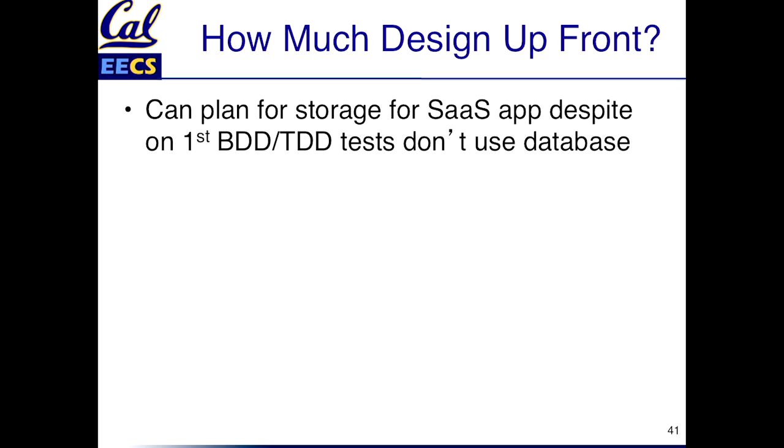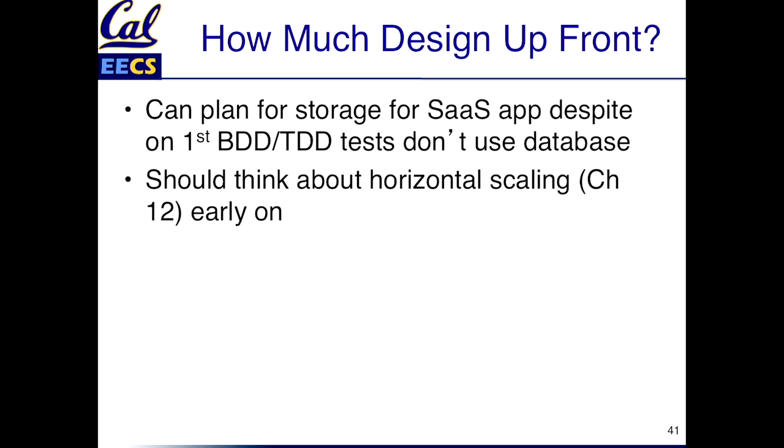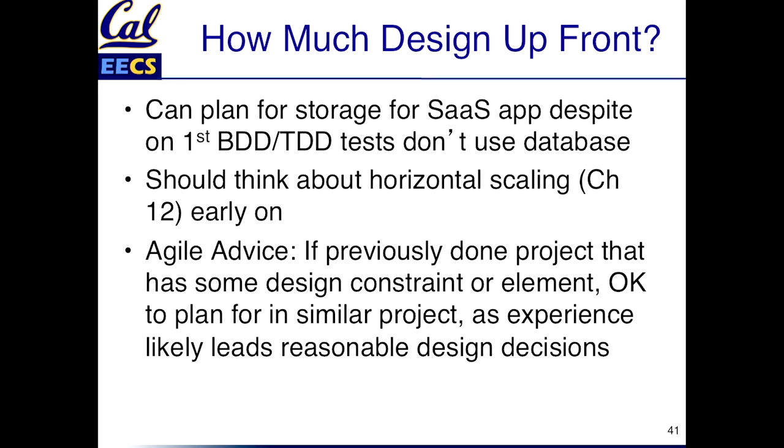So you need to be able to plan for the storage for the app before you get started. You know you're going to be using databases. You should be thinking about horizontal scaling, which Armando will talk about soon when we talk about optimizations. And then the basic idea is just kind of common sense. If you've already done a project like this and figured out what designs would work, or you learned from that which design you wish you had, go ahead and start with that in the design. Factor that into what you're doing.